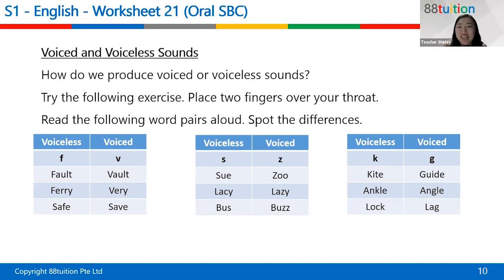If I were to say Sheena, shh, when I pronounce Sheena, you feel your throat, there's no vibration. So S is voiceless. Anyone else I can use as an example? No. Okay. So F, S, K are voiceless. V, Z, G are voiced.